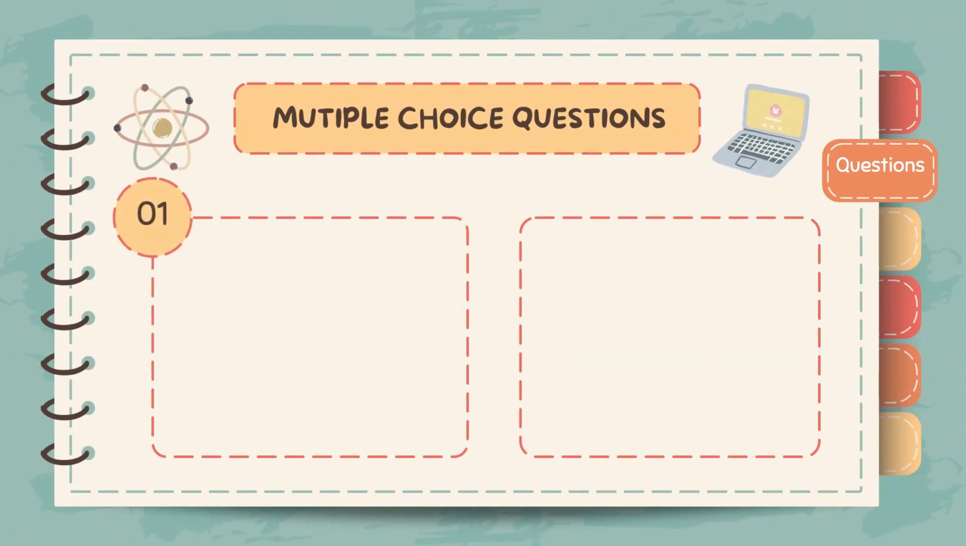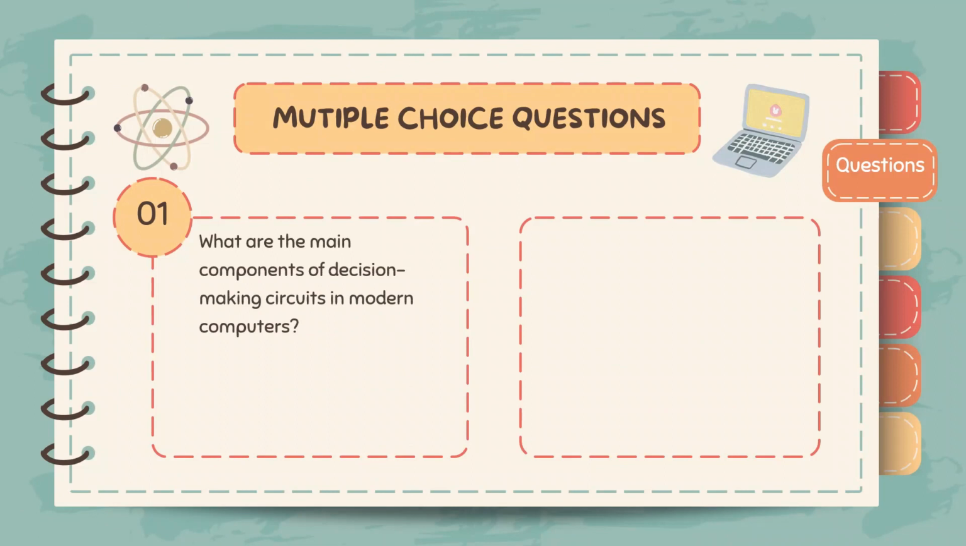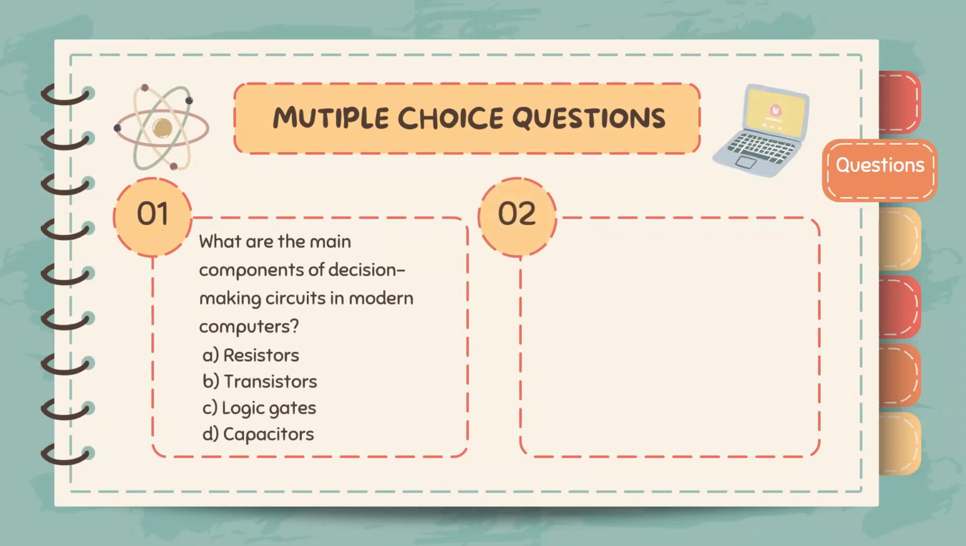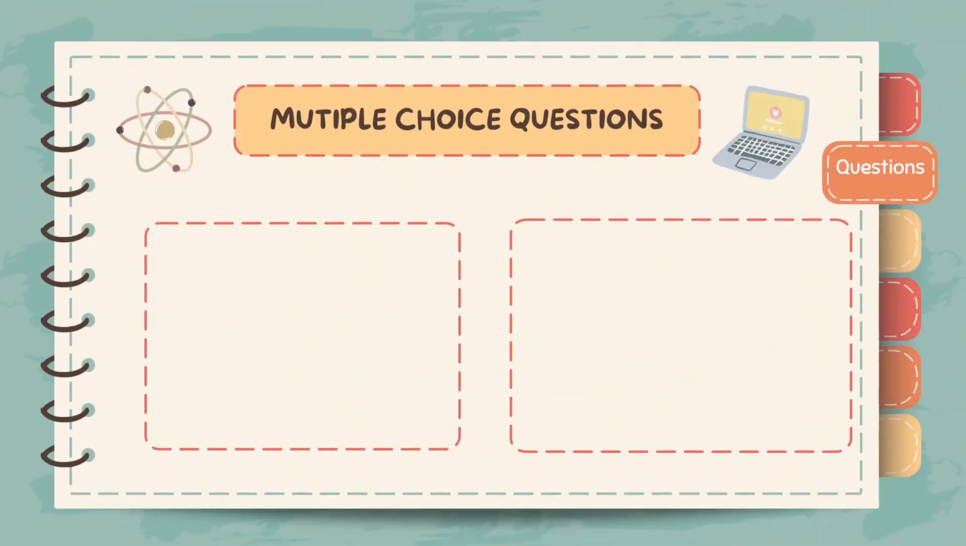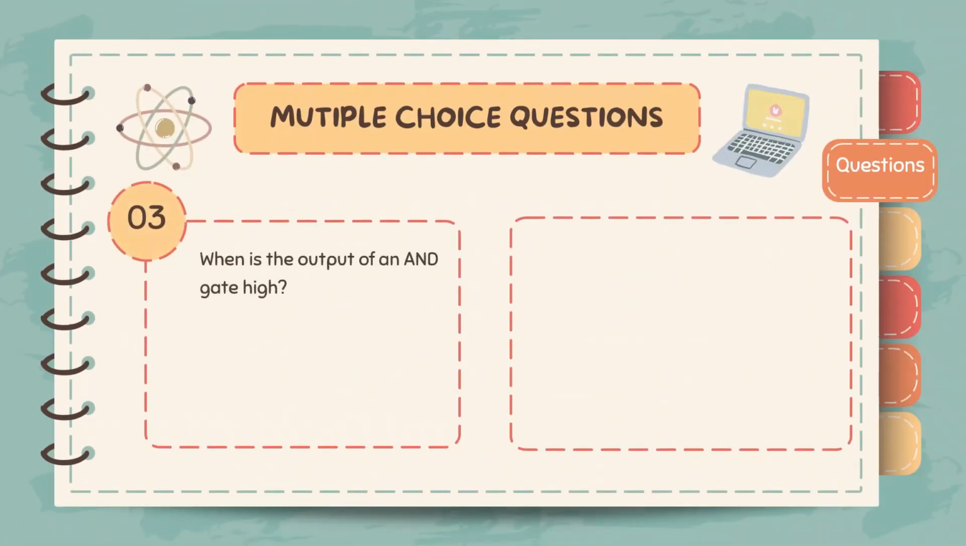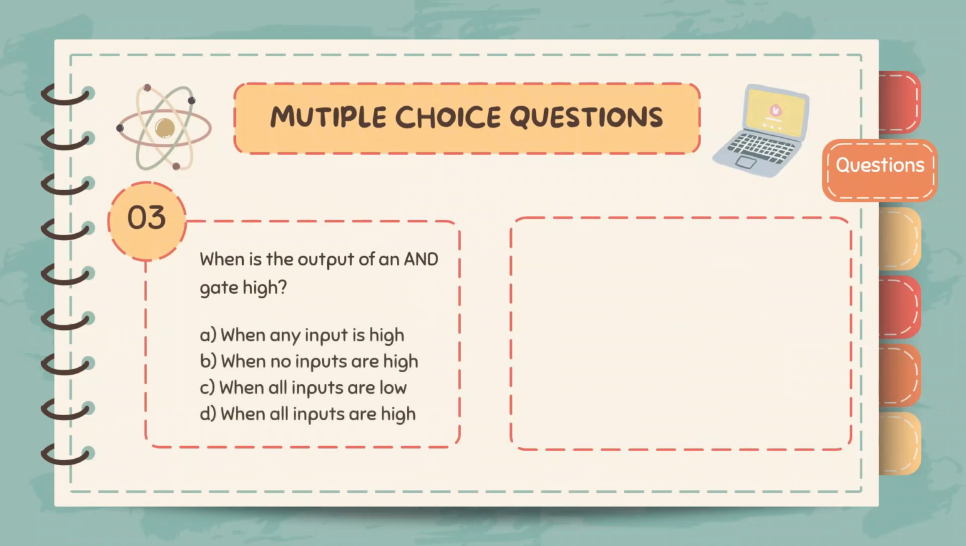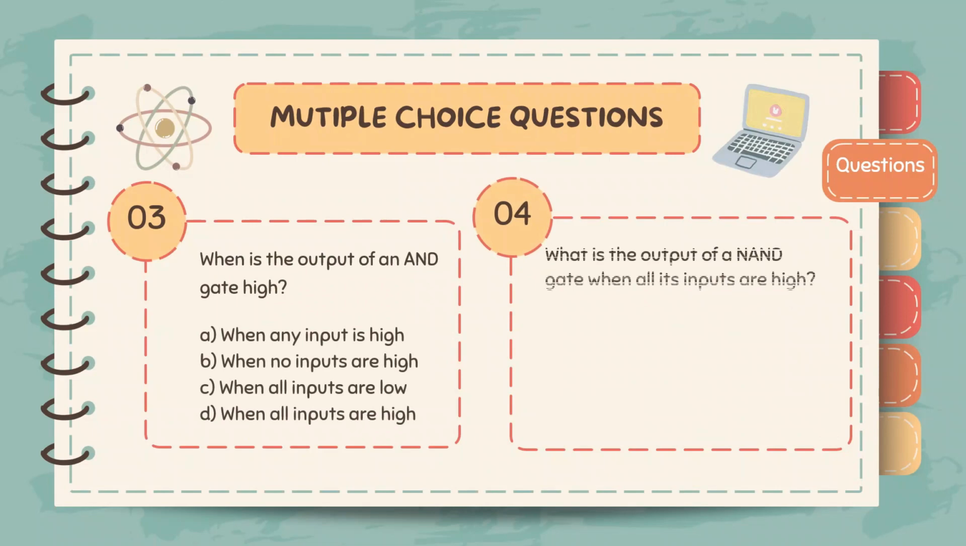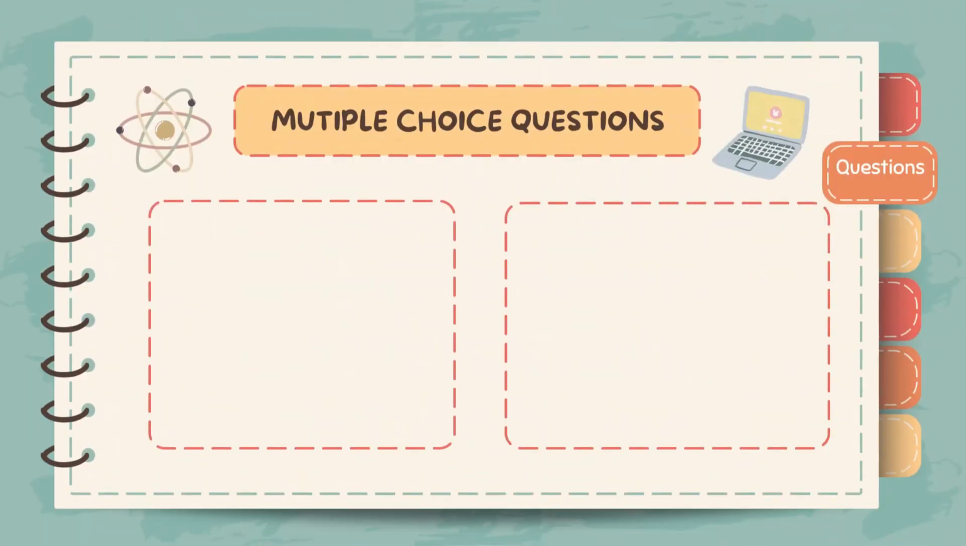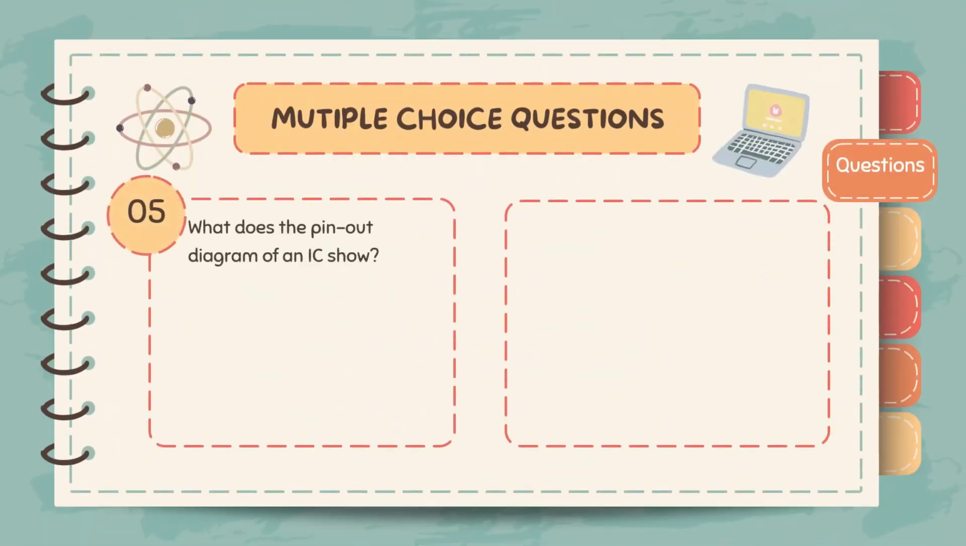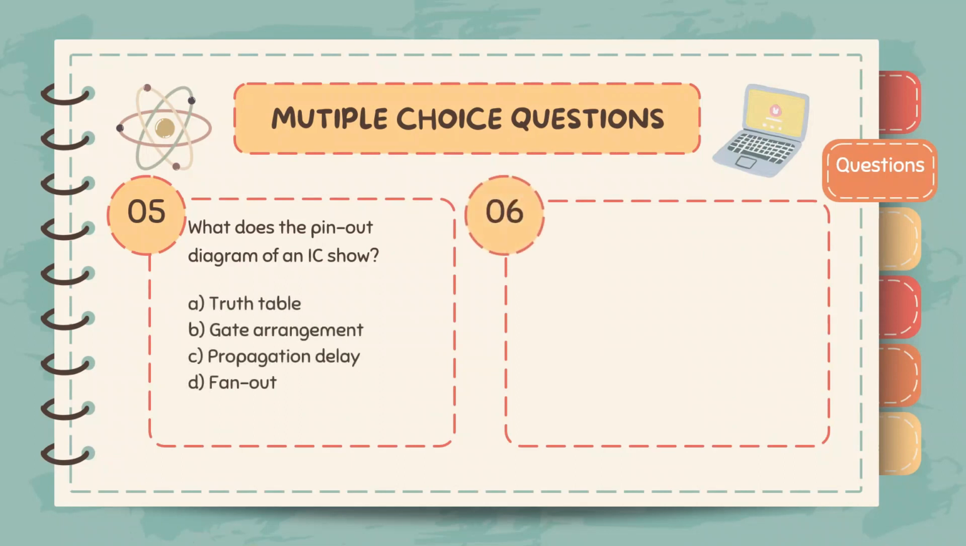Question 1. What are the main components of decision-making circuits in modern computers? Question 2. What does the output of an AND gate depend on? Question 3. When is the output of an AND gate high? Question 4. What is the output of a NAND gate when all its inputs are high? Question 5. What does the pinout diagram of an IC show? Question 6. How can the chip count in a computer be reduced?